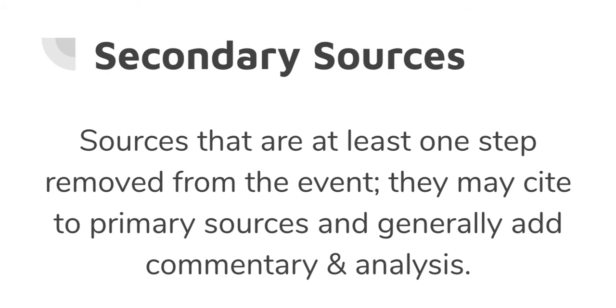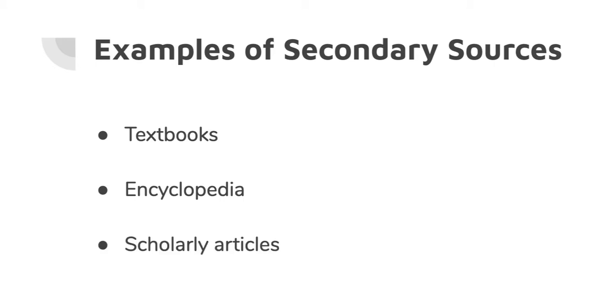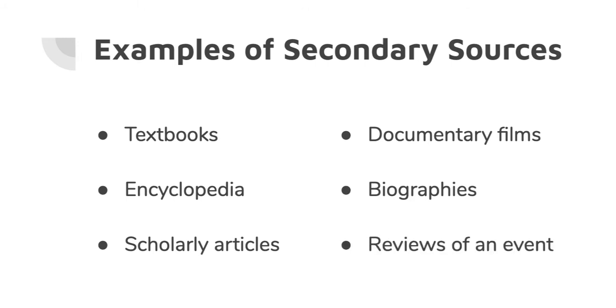Secondary sources are sources that are at least one step removed from the event. They may cite to primary sources and generally add commentary and analysis. Examples of secondary sources include textbooks, encyclopedia, scholarly articles, documentary films, biographies, and reviews of an event.